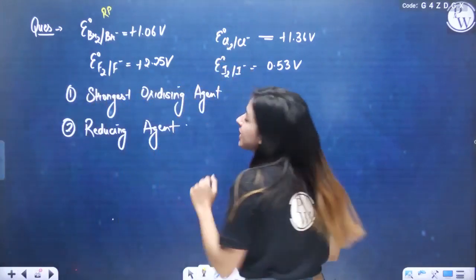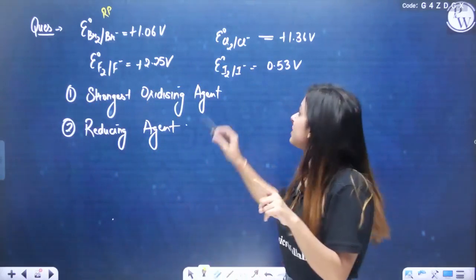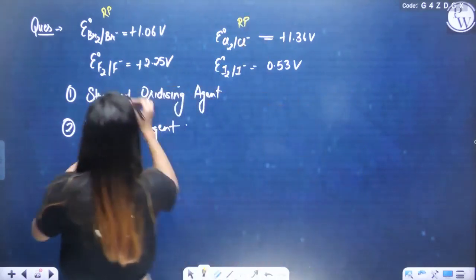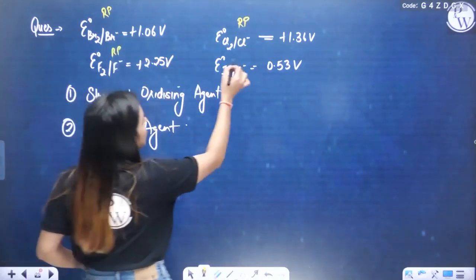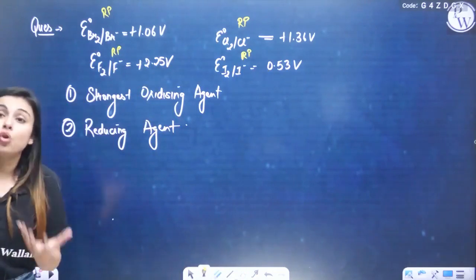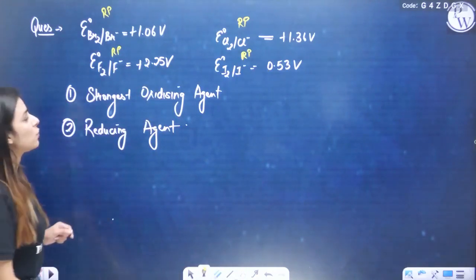Cl2 to Cl minus. What is this? This is also a reduction potential value. If I talk about F2 to F minus, again, ma'am, reduction potential values, and I2 to I minus, again reduction potential values. If you need the oxidation potential values, then what do you want?